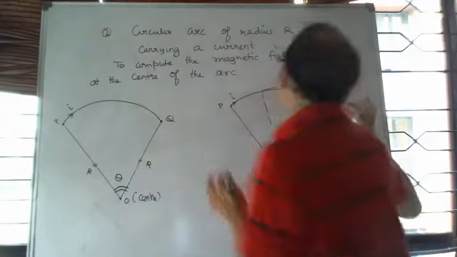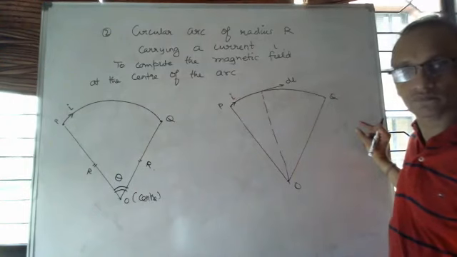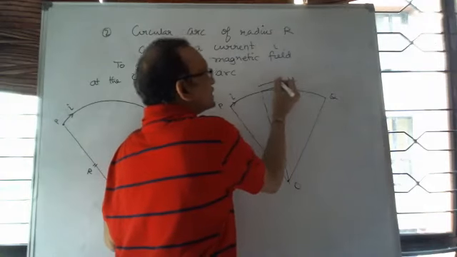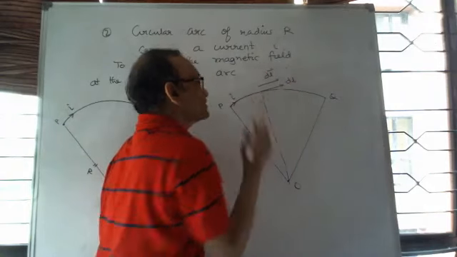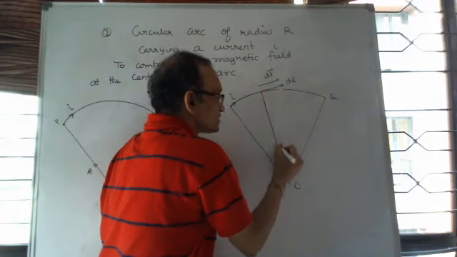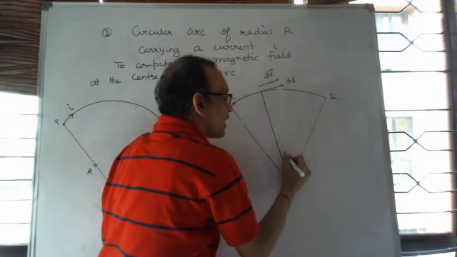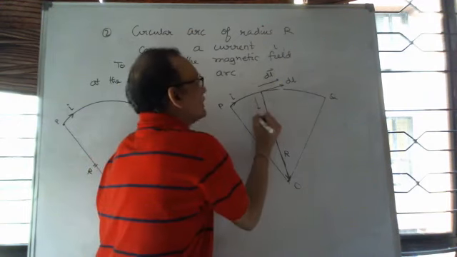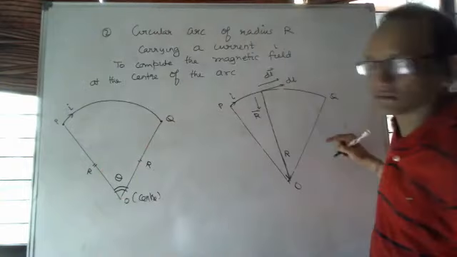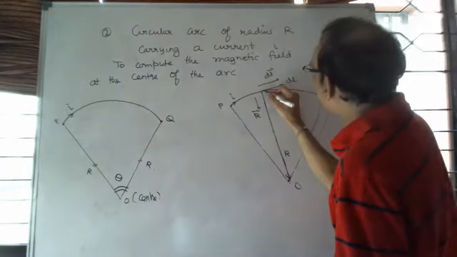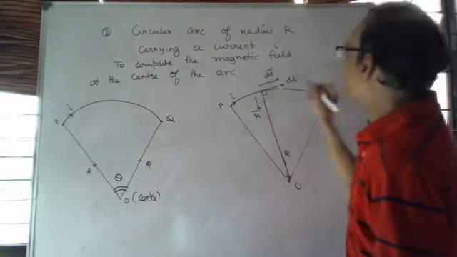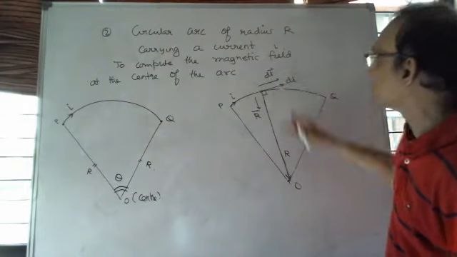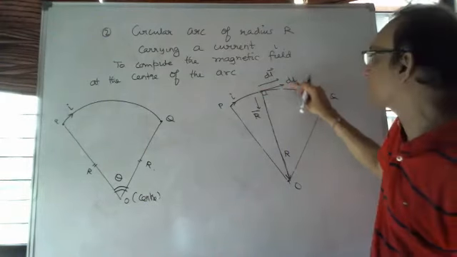Every dl will be tangent to the arc. This is my dl, the vector dl like this. This is r, and this vector will be like r. And this dl and r will be perpendicular at every point, because dl is along the tangent and the radius is perpendicular to the tangent, right?